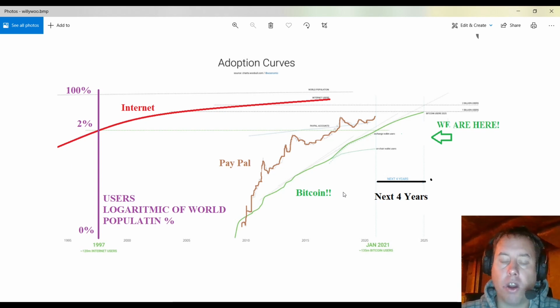Today we are looking at Willy Woo's schematic of Bitcoin growth, and I'm going to explain it to you because Willy is really too smart to make sense at times for people who are not that experienced in crypto. So I'm going to do my best to make his chart a little bit easier to explain.